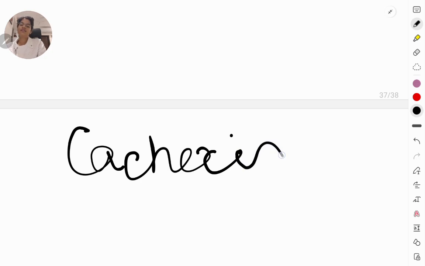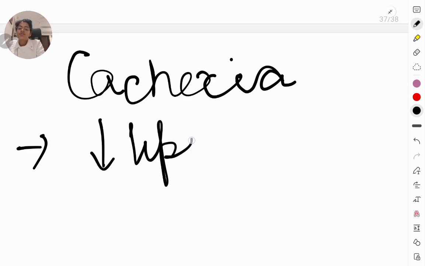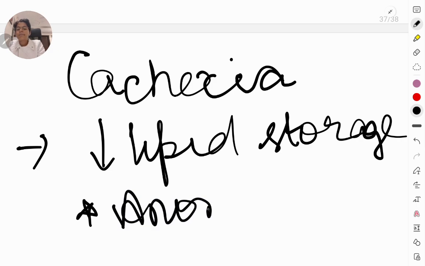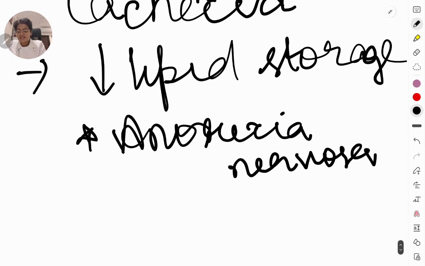Now the thing is, there is one more thing called cachexia. I have told you this in the marasmus, right? So here there is failure to maintain lipid storage and more mobilization of the lipid. Thereby there is a category called anorexia nervosa. In that case it occurs. So it is actually a psychiatric disease.